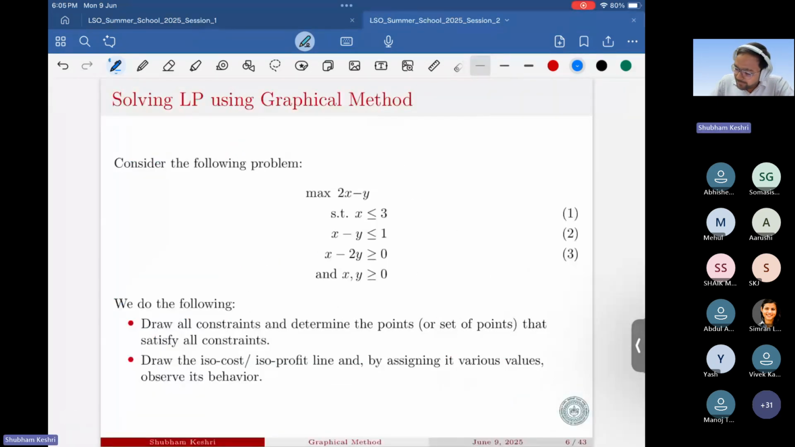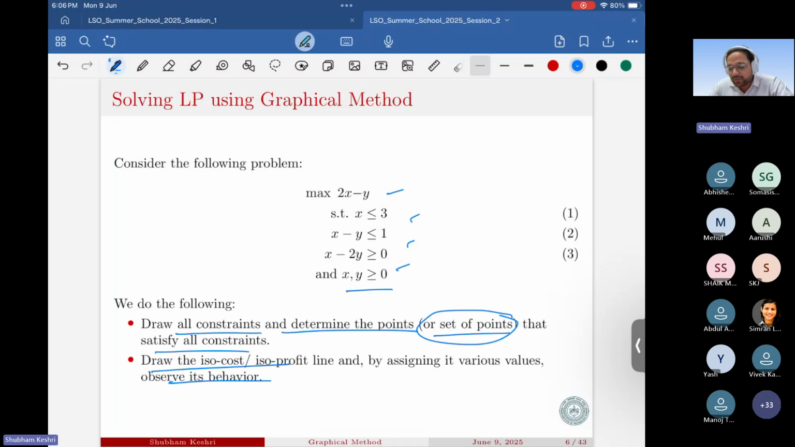First of all, we will see one example of the graphical method. This is the problem: maximize 2x minus y such that there are three constraints and there are non-negativity restrictions. We'll first draw the constraints and then determine the set of points that satisfy all the constraints. So we will try to find the feasible region, and then we will draw an isocost or isoprofit line.